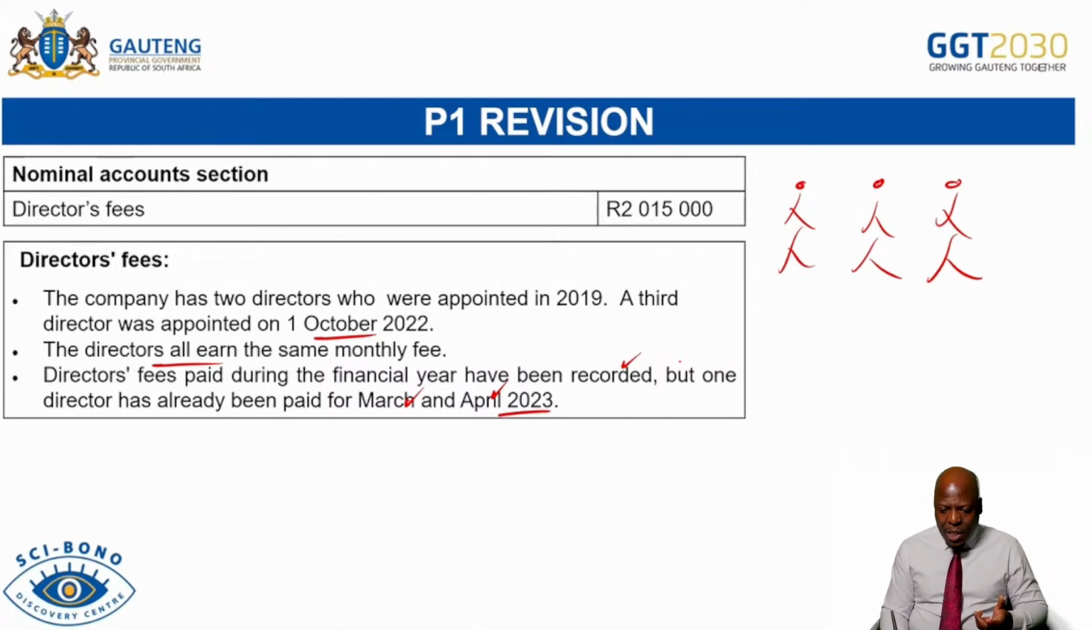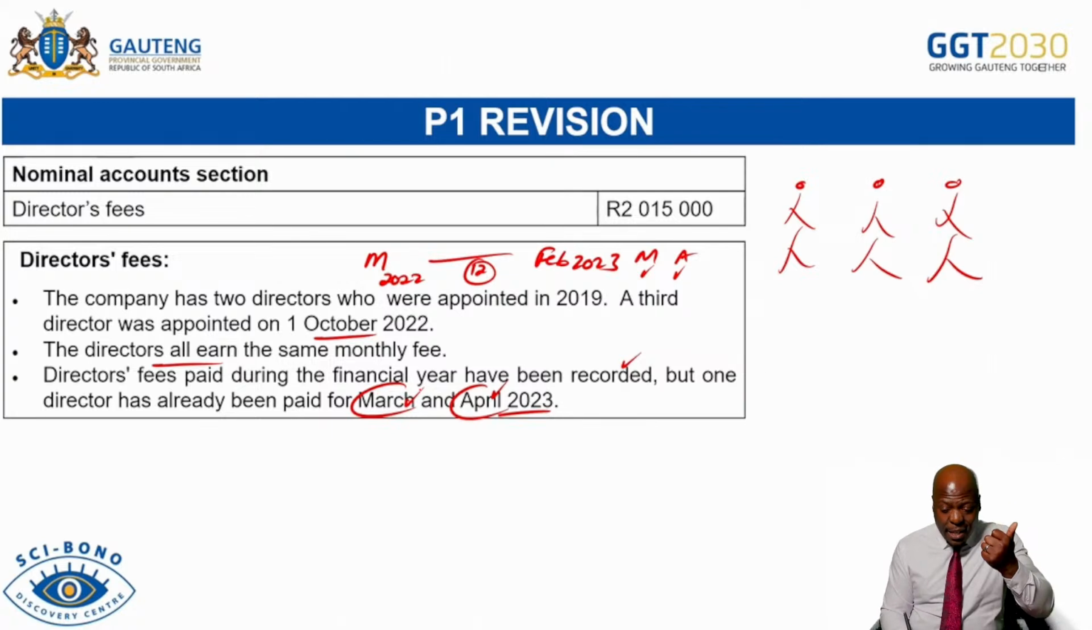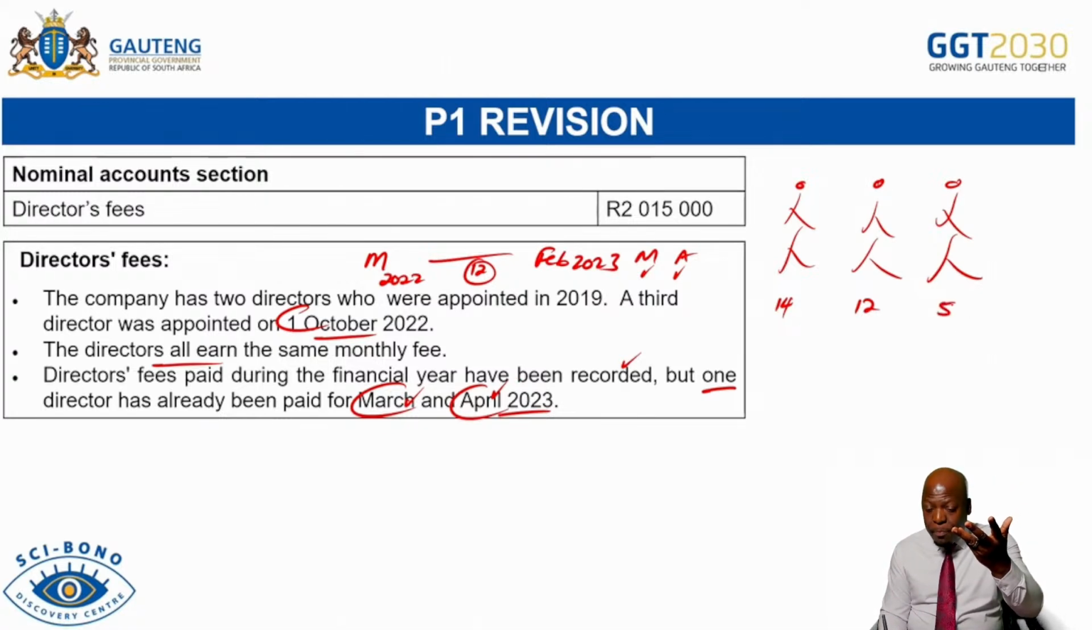Yes, because our directors were supposed to be paid from March 2022 to February 2023. But unfortunately, there is another director who has been paid for March and April again in 2023. In other words, we were supposed to have paid for 12 months, but we've paid for 14. So there is one director, only one, who has been paid for 14 months. That means the other guy has been paid for 12 months. And then the new director was appointed on the 1st of October. So we'll count October, November, December, January, and February. So this guy has been there for 5 months.